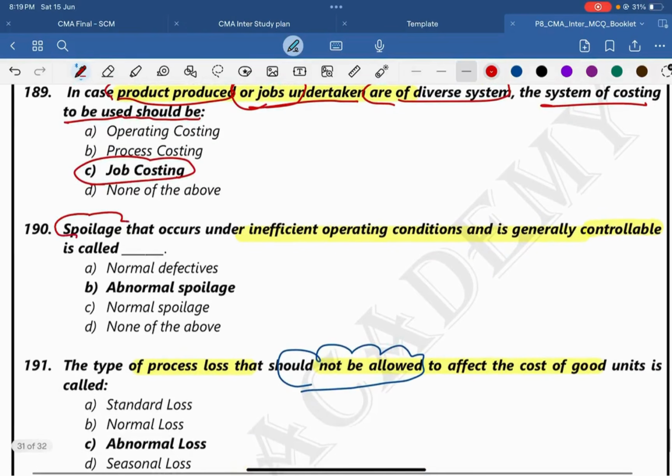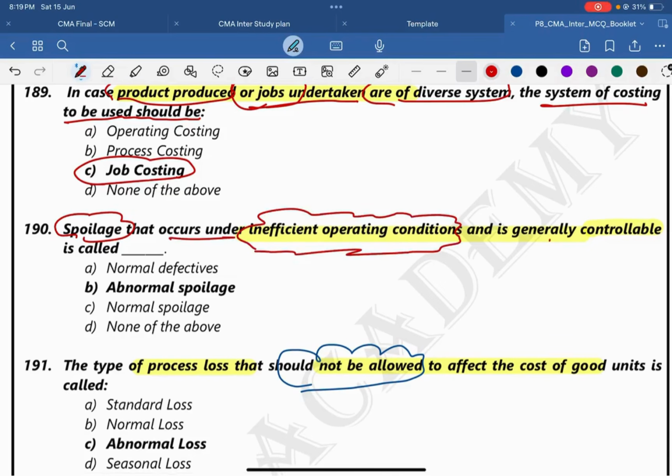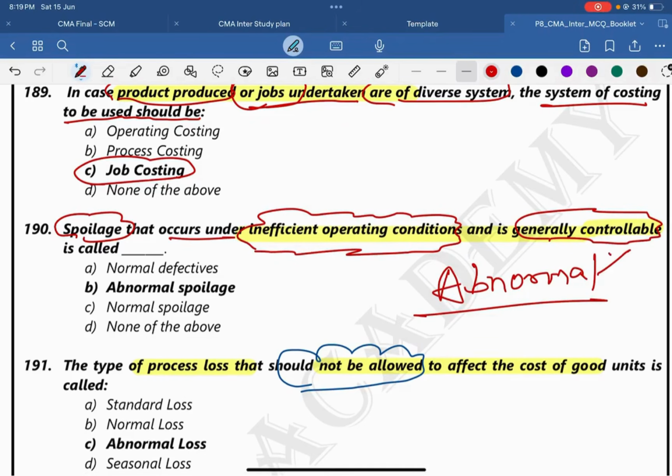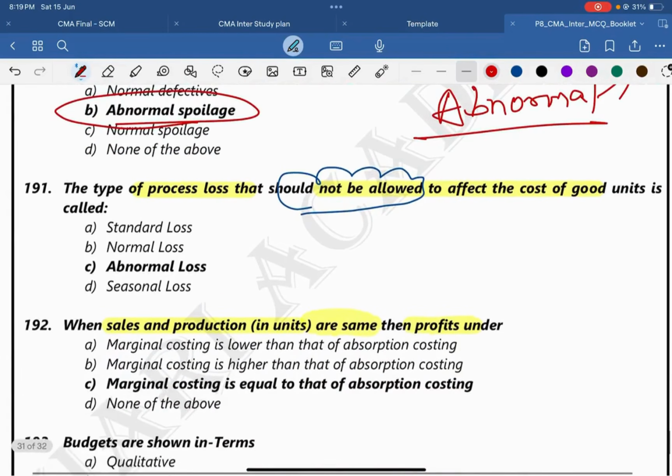190. Spoilage that occurs under inefficient operating condition and it is generally controllable is known as abnormal. Anything which is within your control is known as abnormal. Inefficient operating condition. So they are asking spoilage. So it is abnormal spoilage. 191. 10 more to go.